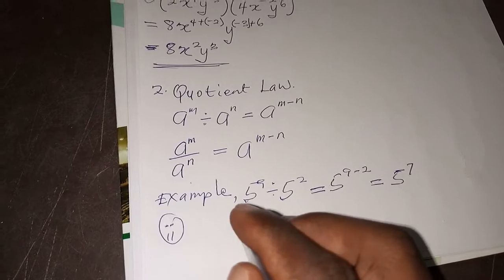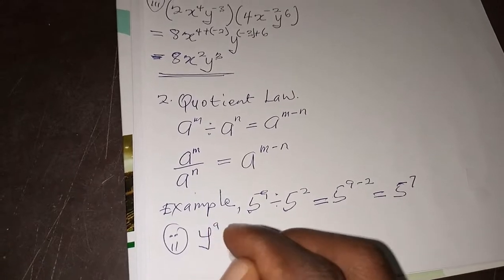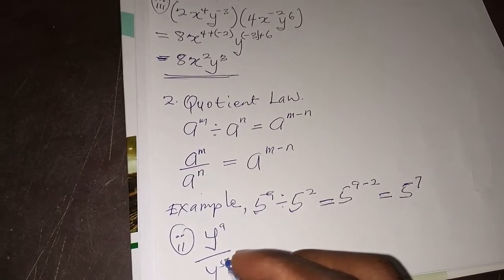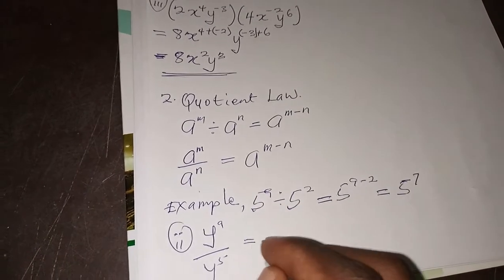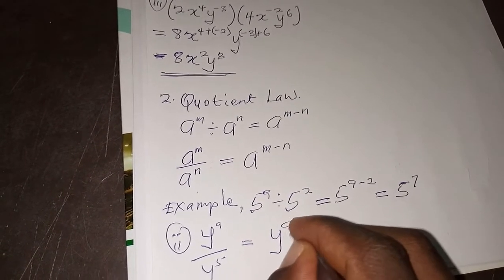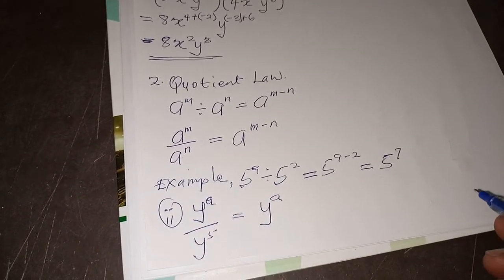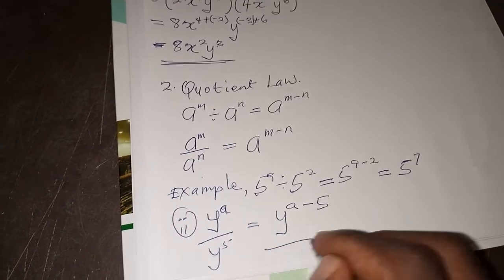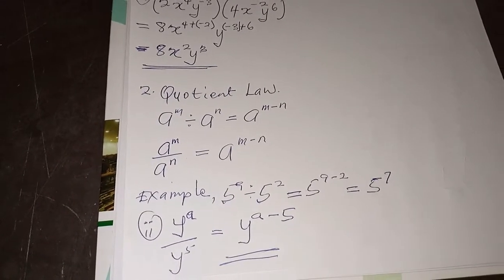We have y exponent a over y exponent 5. As this second explanation here gave us, that is going to give us y exponent a. Let me write my a well so that it doesn't look like 9. Y exponent a minus 5. And that is just our answer. We go to the third law, law 3.